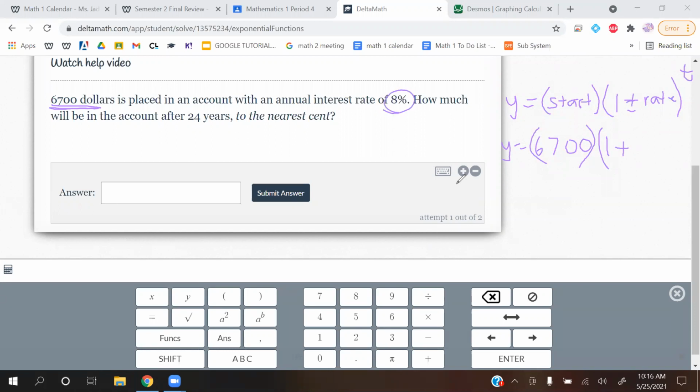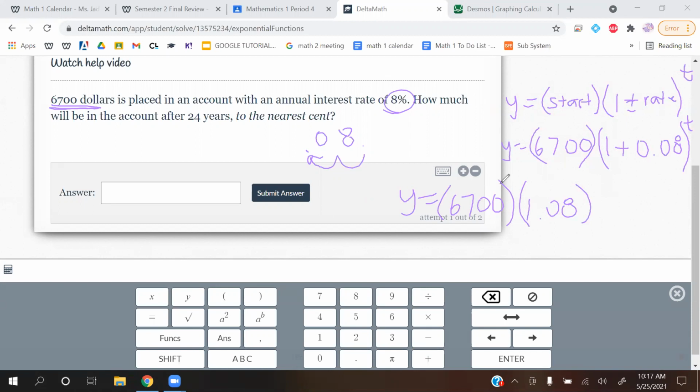Now with this 8% as your rate, you have to convert it into a decimal by taking your current decimal place and moving it twice to the left. So 0.08. And then you're just going to raise it to the power of t. I'm going to rewrite it right here just because I need more space. So we got 6,700, and then 1 plus 0.08 is 1.08. Right, and finally we need to raise it to the power of t.